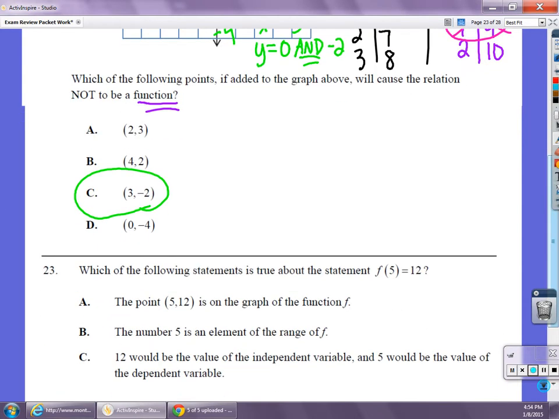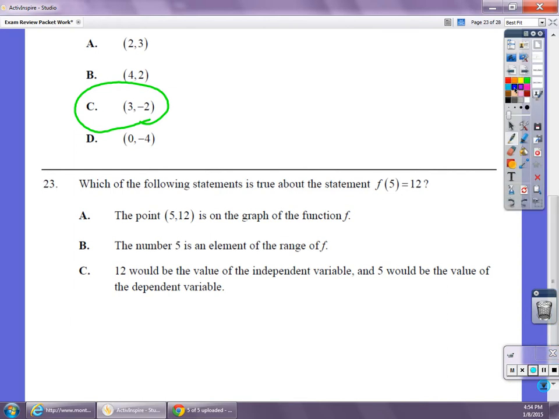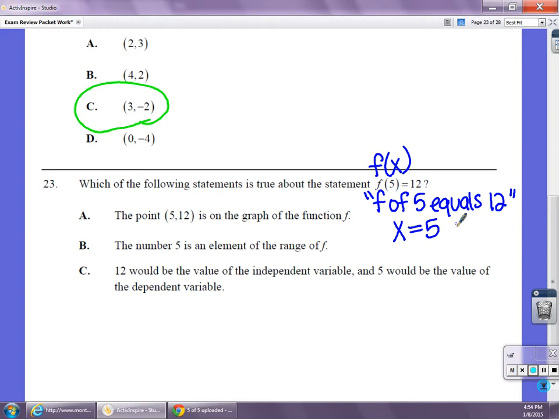Moving on to 23. Which of the following statements is true about the statement f of 5 equals 12? So we read this, f of 5 equals 12. And so this is function notation, so we're dealing with f of x. So we know here that when x equals 5, our f or y value is going to be 12. So when the function is located at x equals 5, we have a value of y equals 12. And that can be represented by the ordered pair 5, 12.